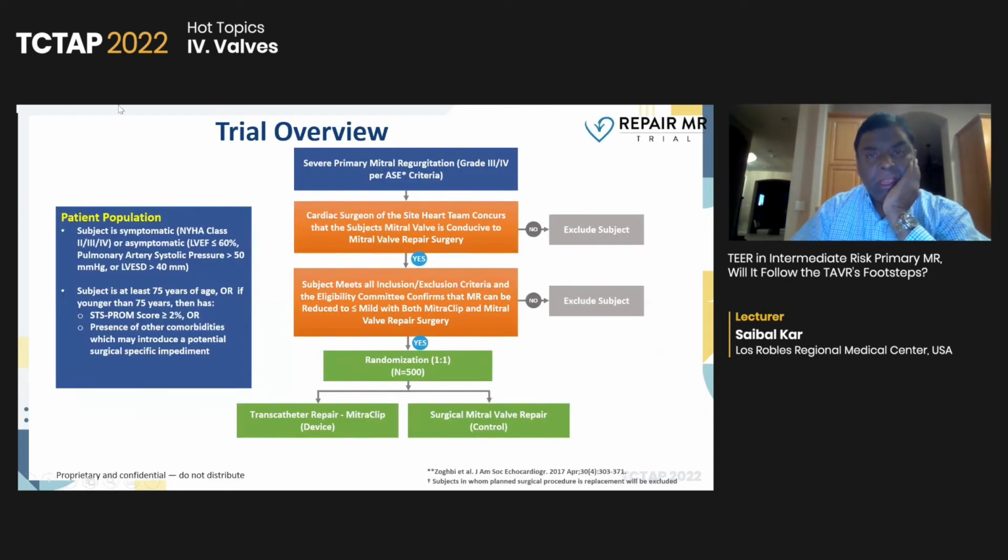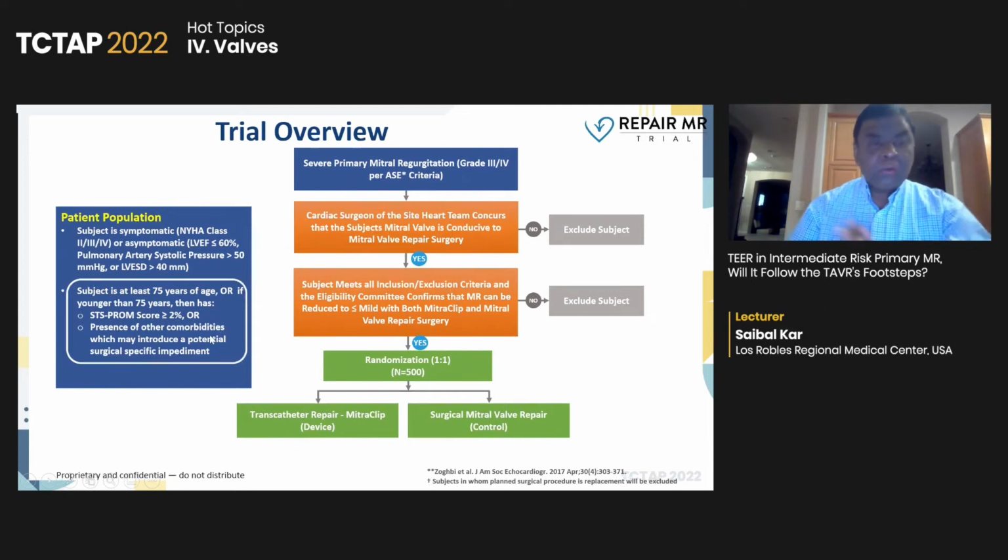We take patients with severe primary MR, and a cardiac surgeon in the heart team has to agree that it's repairable by surgery and meets all the inclusion criteria, and the interventionist has to agree that he can repair the valve and get a result of 1+ or less. And these are the inclusion criteria. The subject has to be symptomatic, but most important, look at this second box. That is the inclusion criteria.